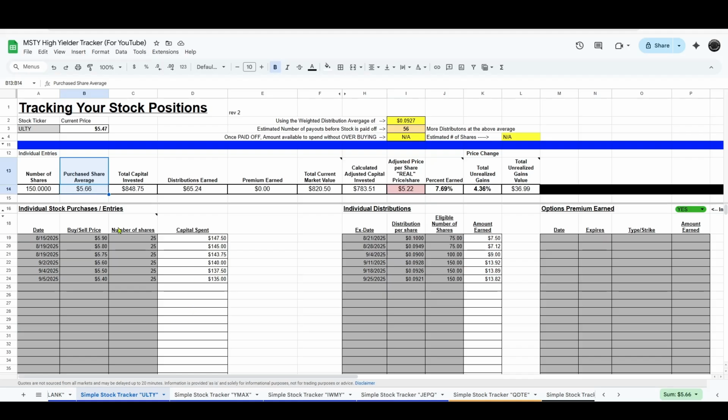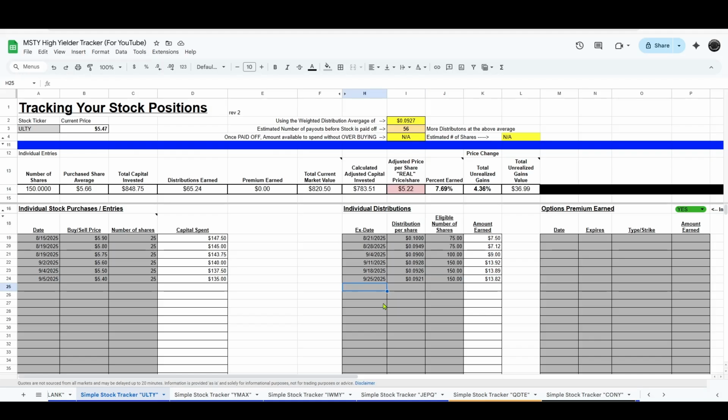This number is just taking the average of the actual purchases that I've made. Whereas this price per share here actually takes that same number, but then takes my distributions into account, which helps to offset that price per share, right? And I call that my real price per share. So for ULTY, I have a real price per share of $5.22. Now, we did earn a distribution, so let's enter that in.